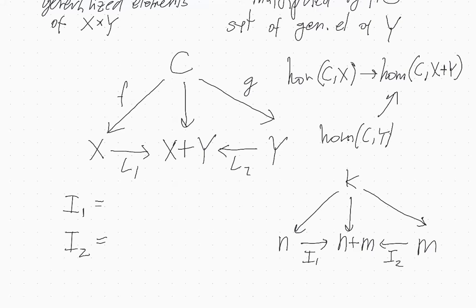So I1 needs to be a matrix with dimensions n plus m and n. And so I think it is the identity matrix. And then here we have zeros. And I2 would be zeros, and then the identity matrix will be at the bottom part.